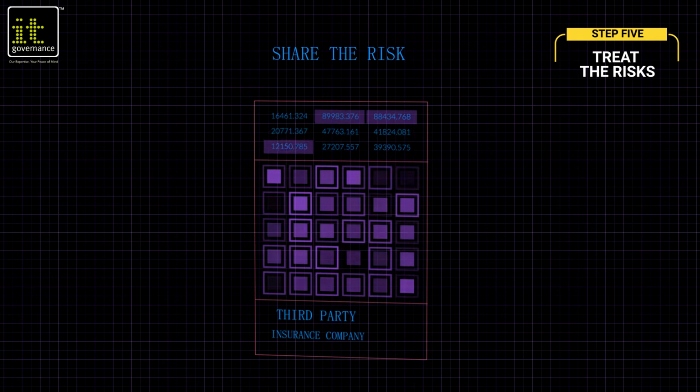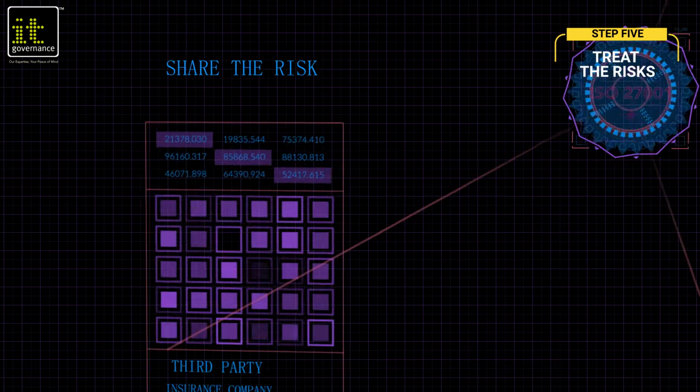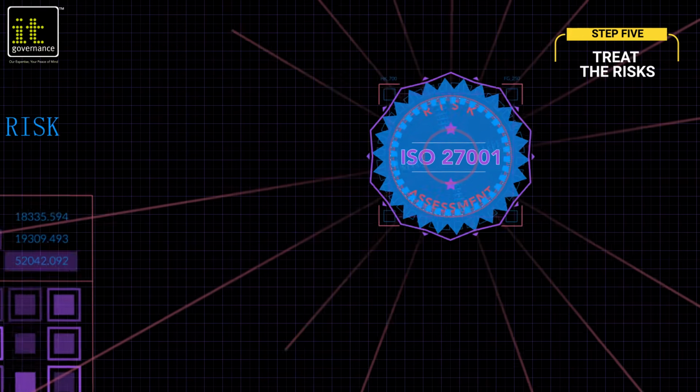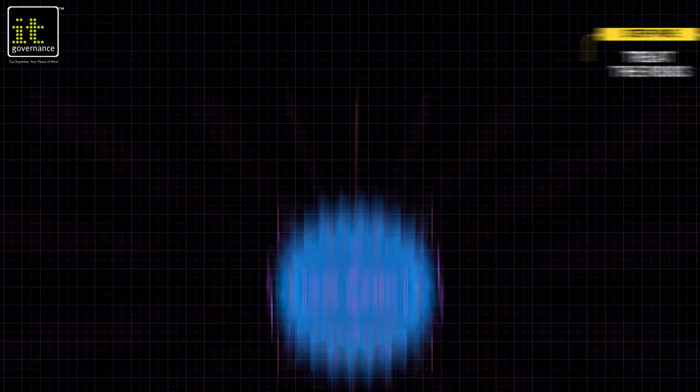ISO 27001 requires all risks to have an owner responsible for approving any risk treatment plans and accepting the level of residual risk.